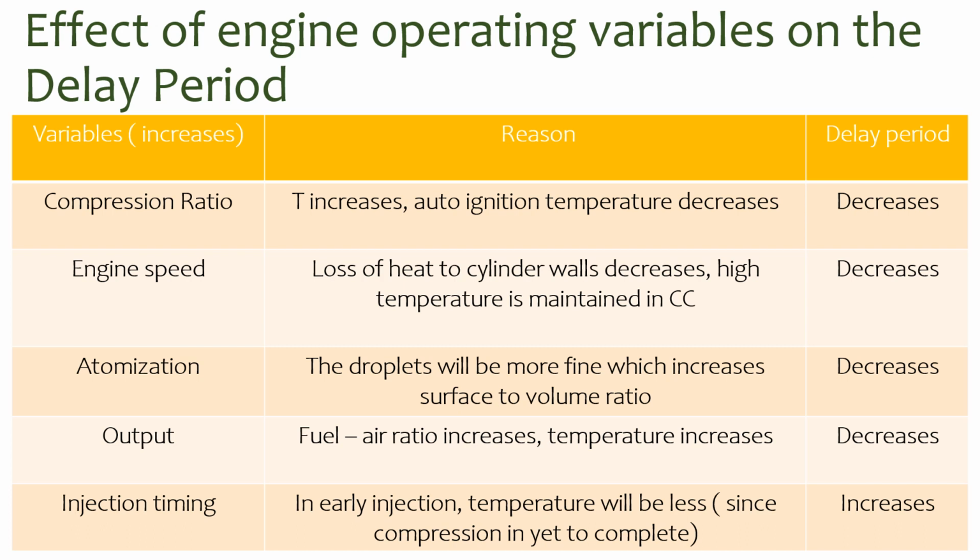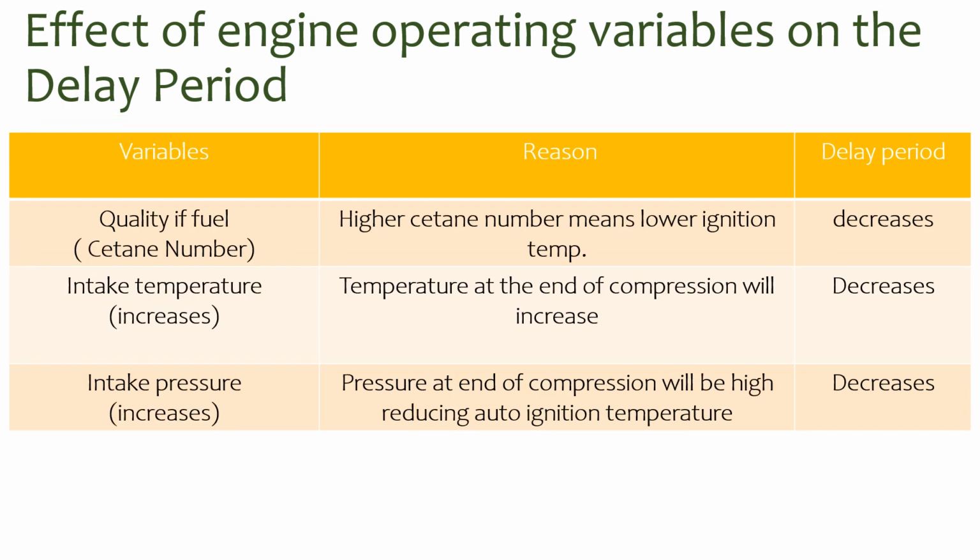Then injection timing: in the case of early injection, the temperature will be less since the compression is yet to complete, so the delay period will increase. When the quality of the fuel is higher, that means when the cetane number is more, we know that the cetane number corresponds to the knocking tendency of the fuel, and when the delay period is more, knocking tendency will be more in the case of a compression ignition engine. So when the cetane number is more, the delay period will be less, and when the intake temperature is more, the delay period will be less, and when the intake pressure is more, the delay period will be less.